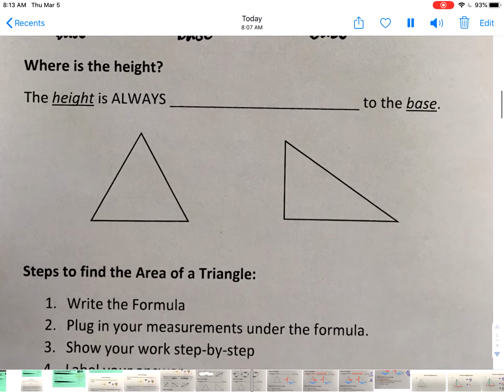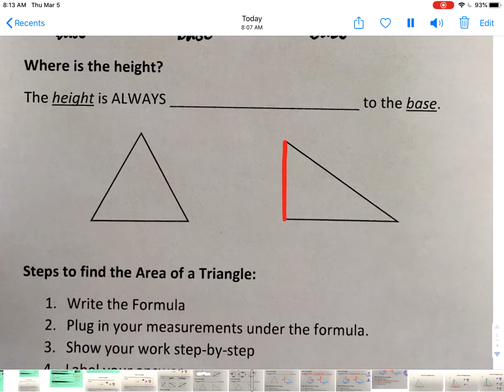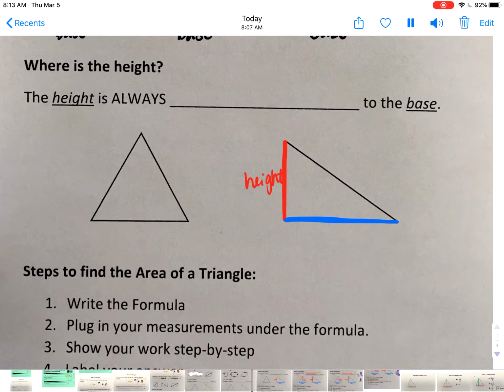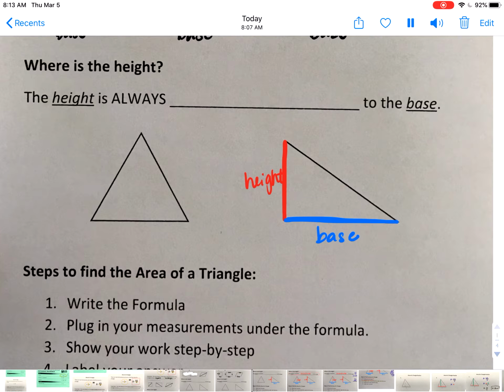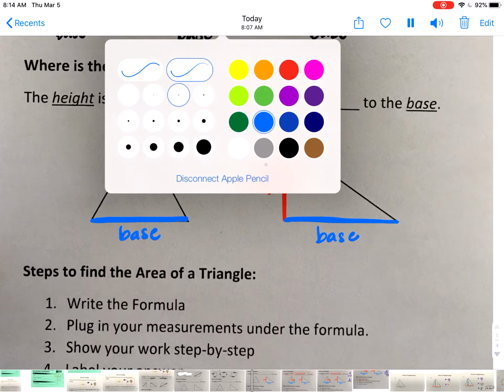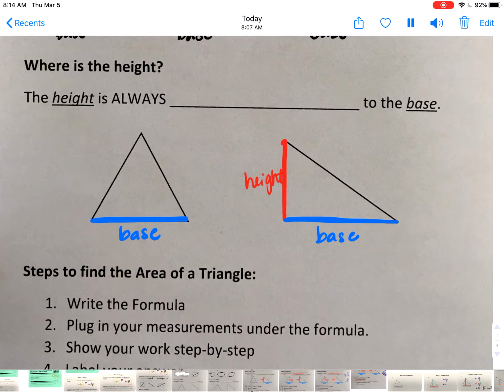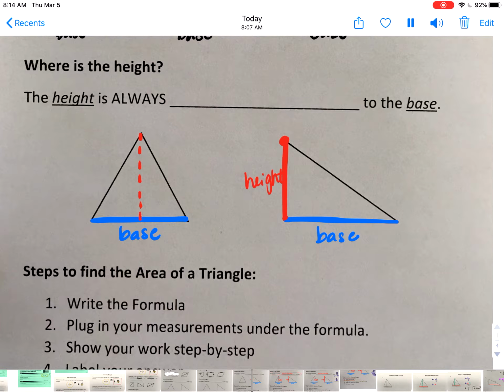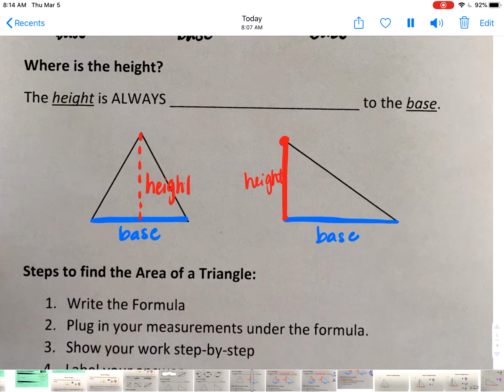Sometimes our height is going to be easy. It's going to be this right here, height. And then our base would be the blue line I'm drawing right down here. So sometimes it looks really simple like that. But other times it could look like this, where our base is down here. And then our height wants to go from the tippy top point all the way down to the base. Well, here's the tippy top point over here, all the way down to our base. But they don't usually draw a straight line like that. They usually do that dotted line. So there you go. And there's your height.